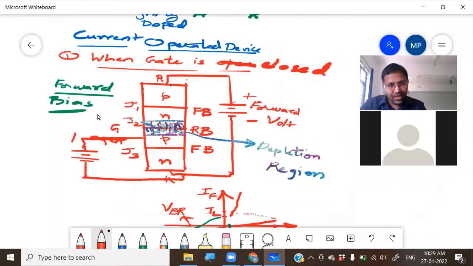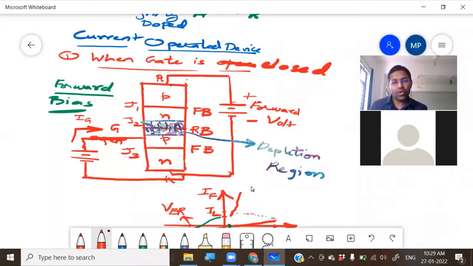What is the purpose of this gate closed? It is to supply the gate current Ig. So now we will consider what happens if we give gate current.